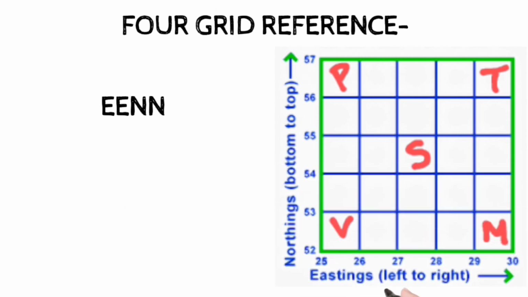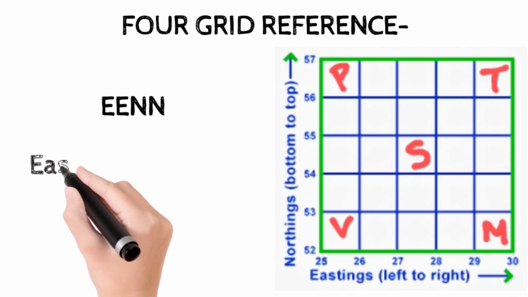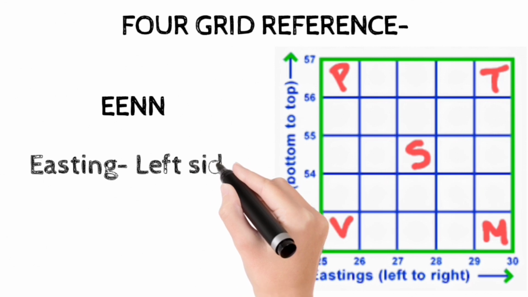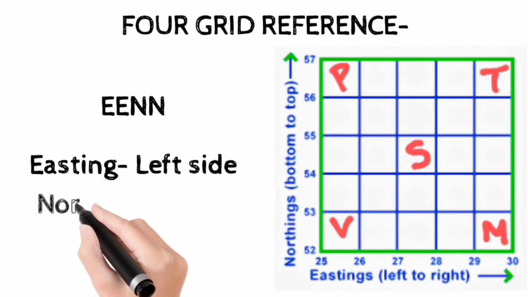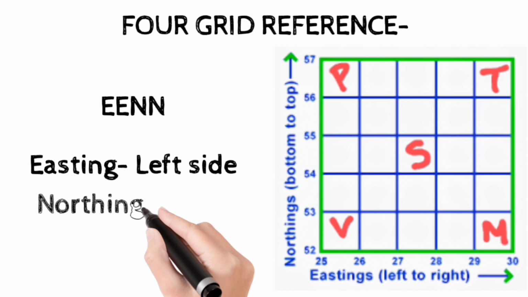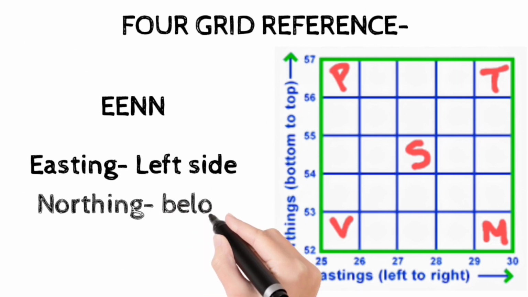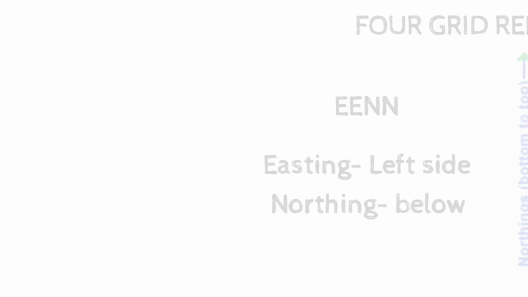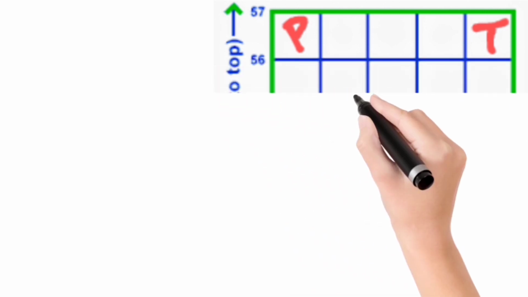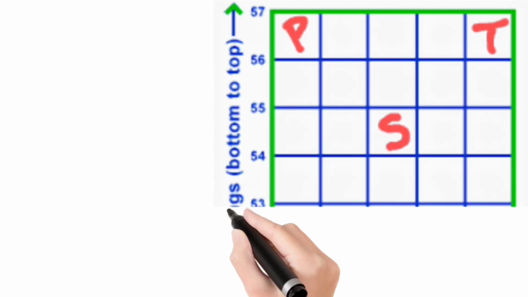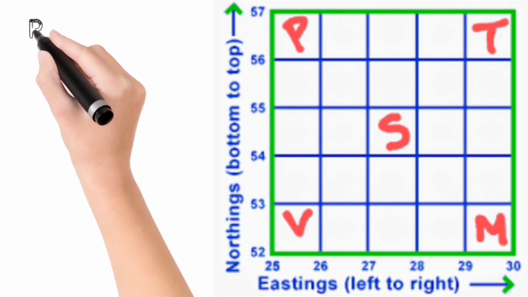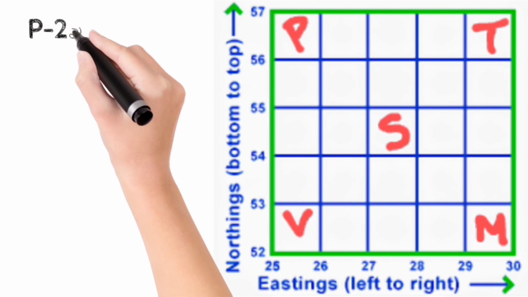So in order to get the location, we need to see the easting line before the object, or left side of the object, and the northing line below the object. So remember, double E, double N, below and before. So we need to see the left side easting number and below northing number. I hope you have understood it well. And if yes, let's take out the 4-figure grid reference of P, T, S, B and M.